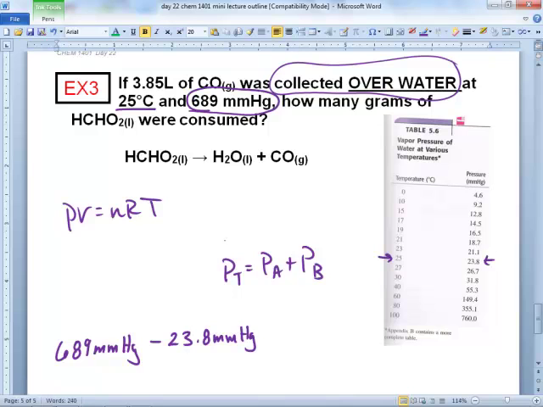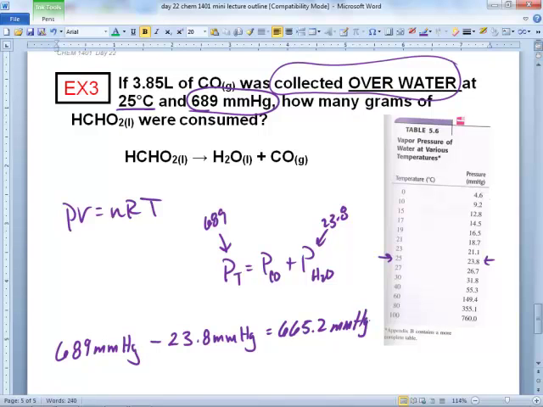So we subtract that out. If you wanted to use the equation, this is 689, right? And maybe just erase the A and the B and write CO and H2O or something, and this is the 23.8. But I don't think you need to. I can just do what Ashlyn said. She said subtract out the pressure due to water. So we do that. 689 minus 23.8 is about 665.2. And that is the pressure due solely to CO.